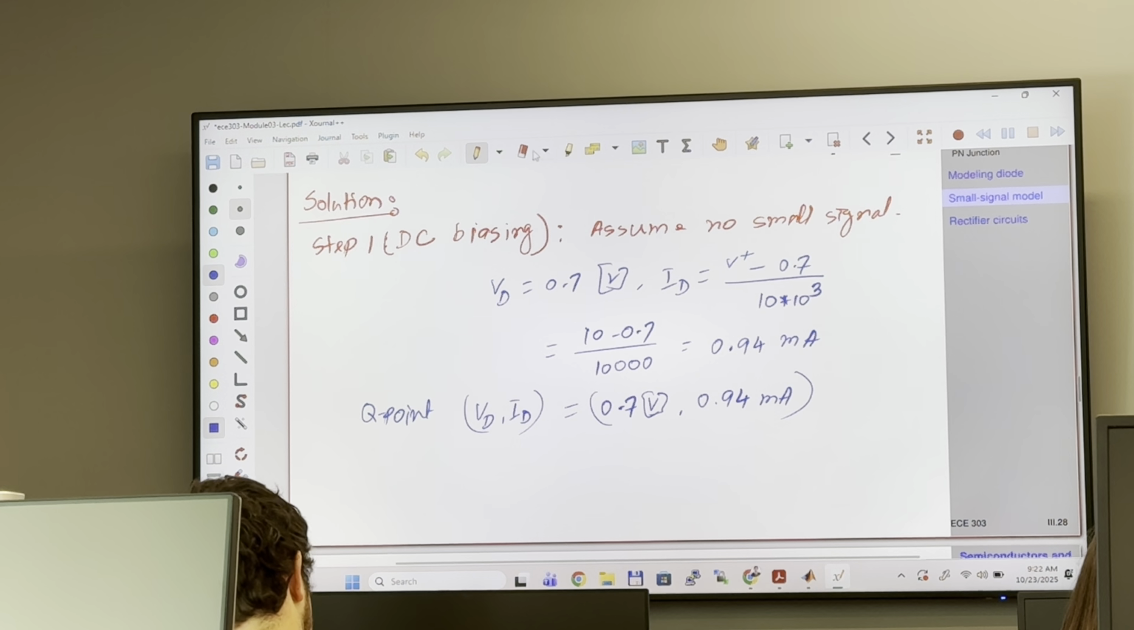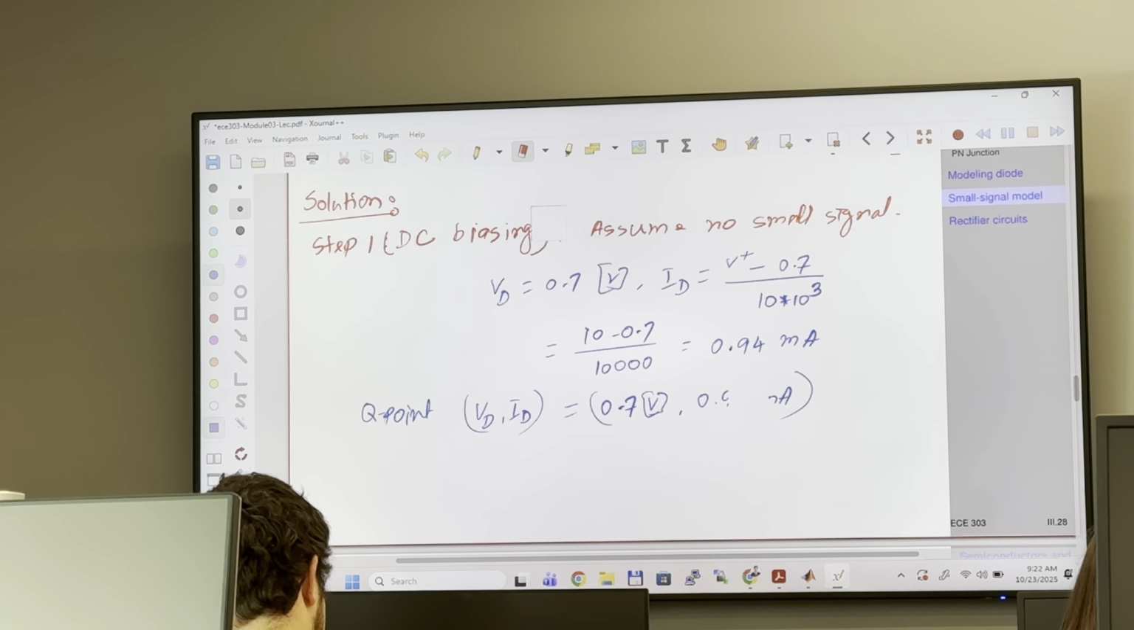Okay, 0.93, hold on. 0.93 milliampere. Okay, so this is the operating point.